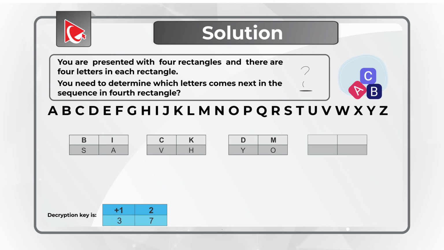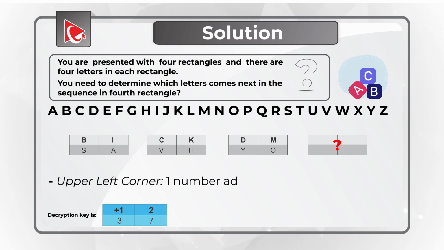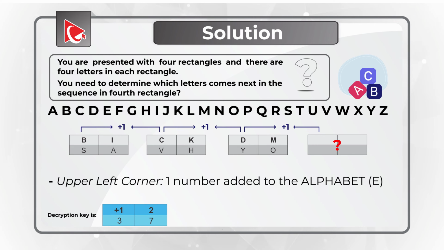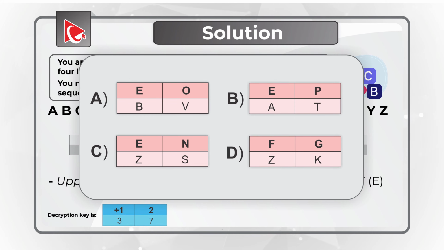Let's look into details. Let's start with the upper left corner of the rectangle and look at the existing sequence. You see that the letters are B, C, D, and they match to English alphabet 1 to 1. So the next letter would be E. But if you look at the set of answers, choices A, B, and C all have letter E in the upper left corner.